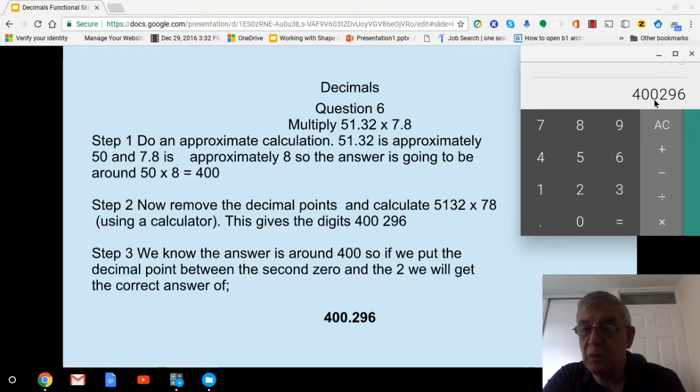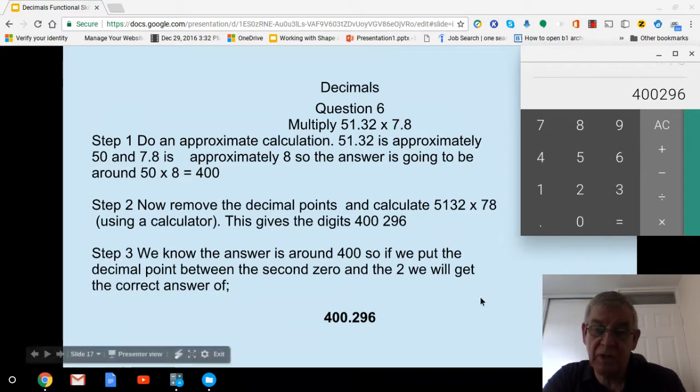So if we put the decimal point after the second zero in the digits here, we will get the answer of 400.296, as is shown at the bottom of question 6.